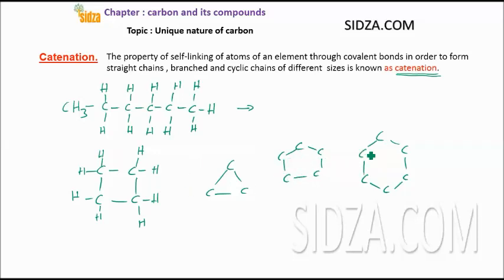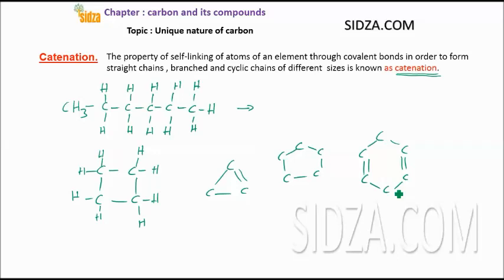You can have also a double bond there, right? Suppose you have a double bond over here, or you have a double bond over here. Or you can have more than 1 double bond also, right? So there can be 2 double bonds also in a cyclic structure. So you have a variety of these compounds due to the catenation.